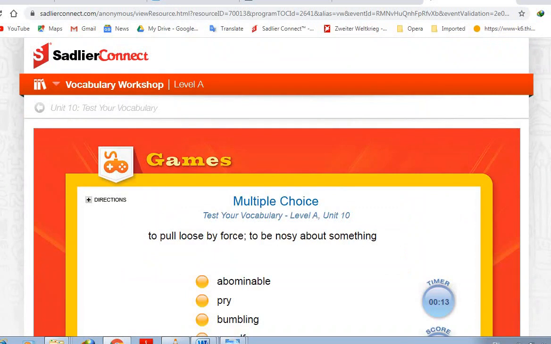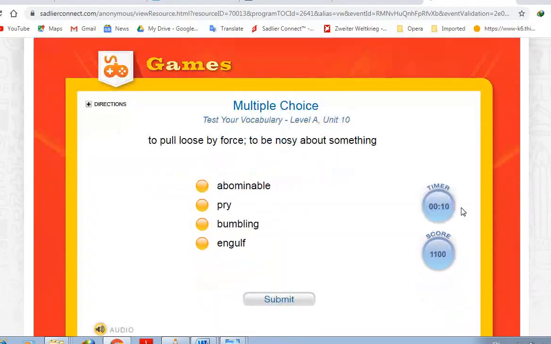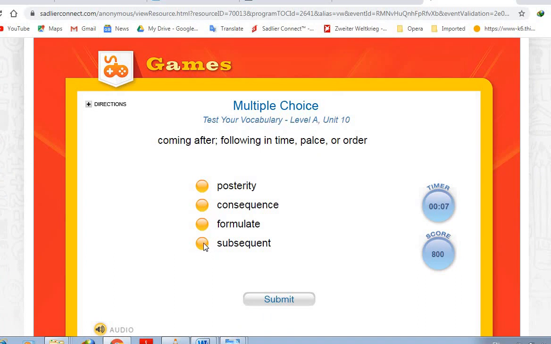That's it. Number 1, and this is the seconds. It is by seconds, quickly. To pull, this is the definition: to pull loose by force or to be nosy about something. Yes, it's pry, and submit. Yes, we have caught the last second. It's correct. Quickly, coming after, following in time, place, or order. Coming after, which one? Yes, subsequent.